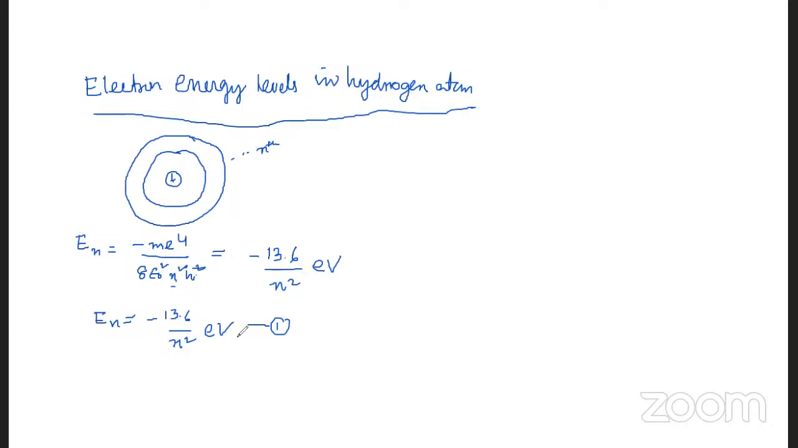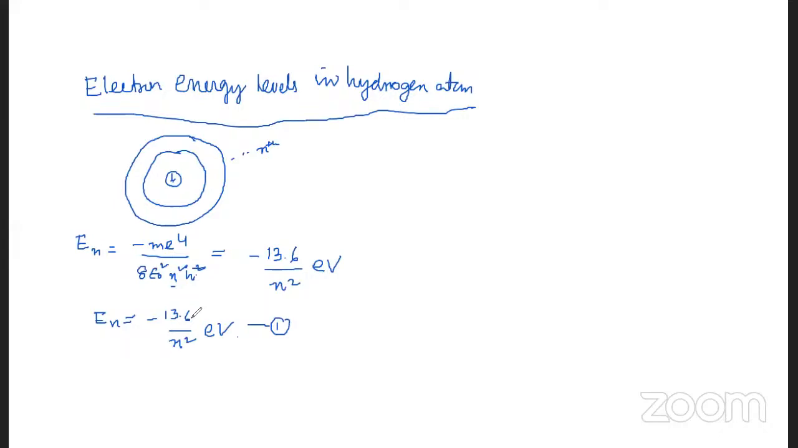In this equation, why have we got this minus sign? The minus sign is due to the electron being bound to the nucleus by an attractive force. If you want to separate the electron from the nucleus, energy must be applied to it so that it will come out of that orbital.